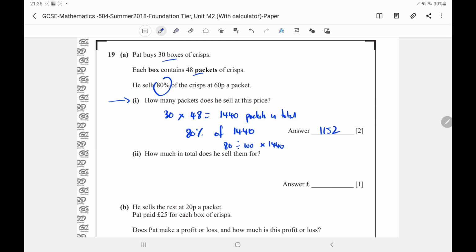How much in total does he sell them for? Well, then it's 60p multiplied by 1152, and that is £691.20. So what I've really done there is 0.6, change it into pounds, times by 1152 to get £691.20.